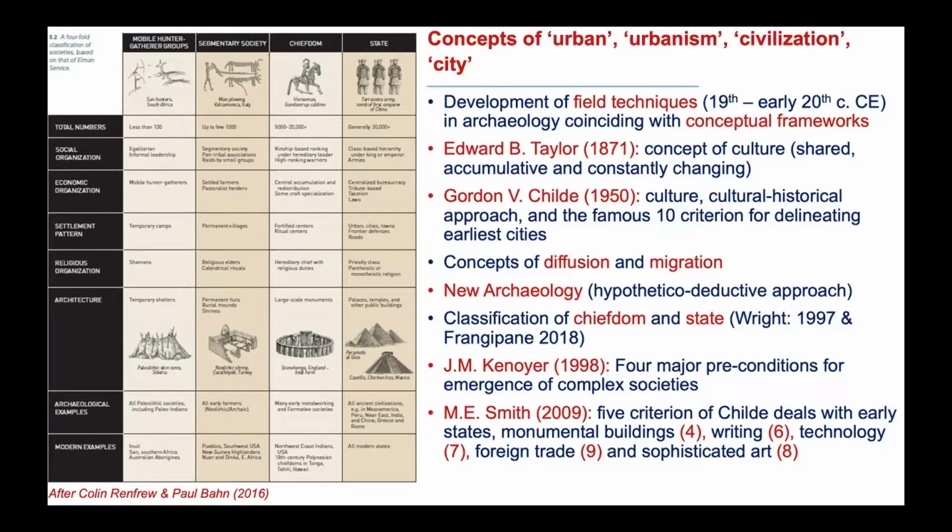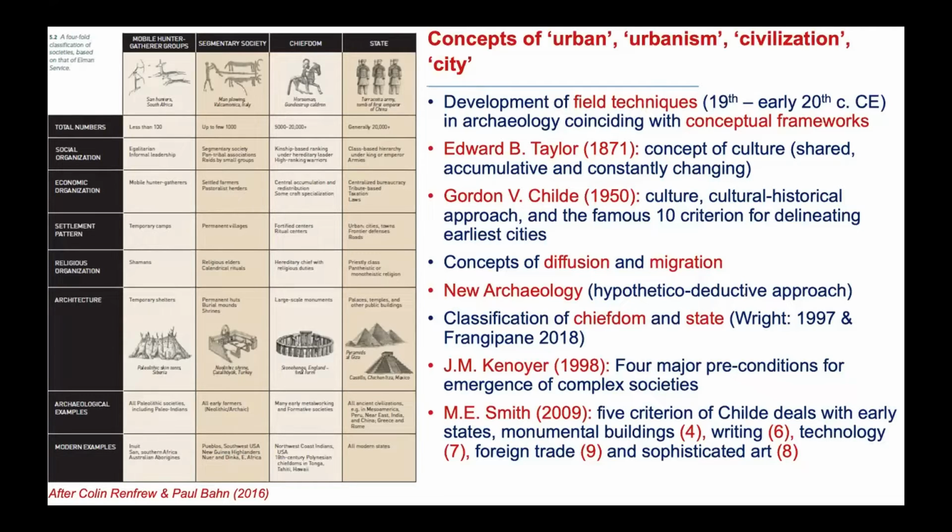How can we define a civilization, how can we define urbanism or urbanness or a city? Several scholars have addressed this; I have listed only a few of them, and for want of space, only some hallmark observations. In the context of the Harappan civilization, there are the four major preconditions of Kenoyer or M.E. Smith, and the concise ten criteria of Gordon Childe, which clearly put forth certain preconditions.